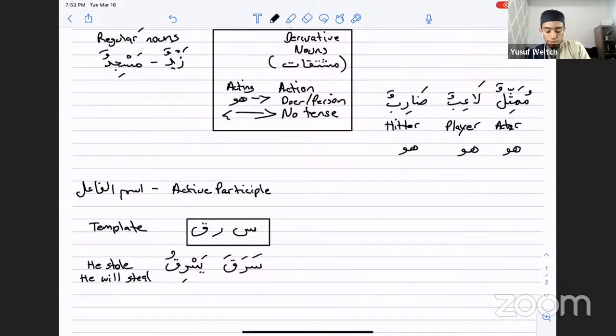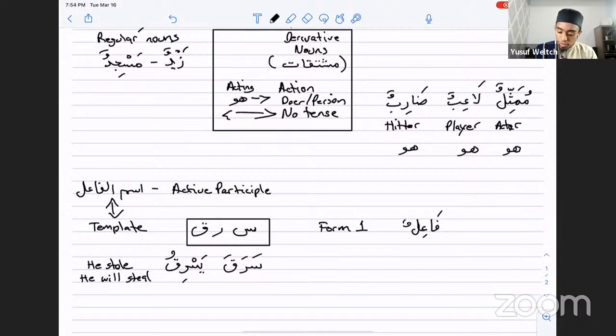So here we have a verb which has a doer, an action, and a tense. There's stealing going on. It was done by a singular male because of saraqa, not saraqat, which would be a female. And there's a tense, either past tense or present tense. So that's the verb. But the template of the ism fa'il for form 1 is fa'ilun. And that's why it's called ismul fa'il, because it follows the pattern of fa'il.